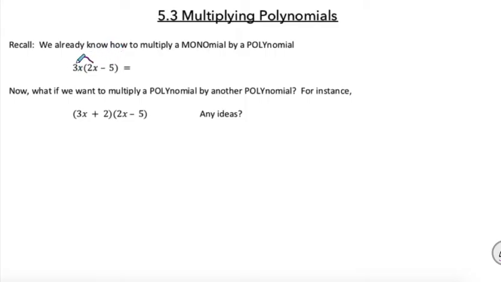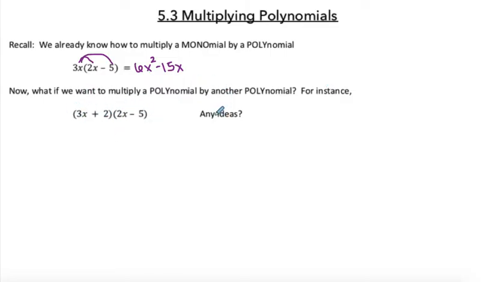If I distribute in 3x times 2x, I get 6x squared. 3x times minus 5 is minus 15x. The x increases to x squared because there are two x's being multiplied, and here there's only one x being multiplied. So what if we want to multiply a polynomial by another polynomial? For instance, this binomial times this binomial.